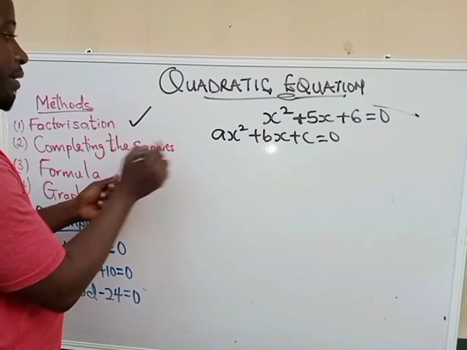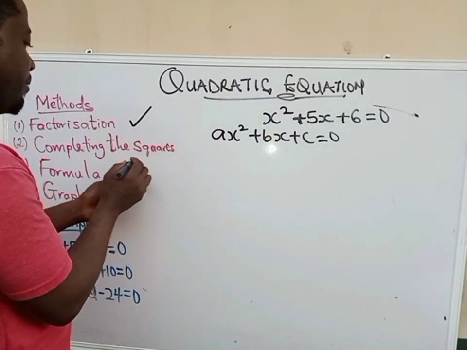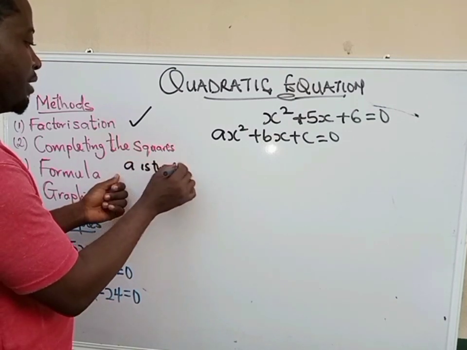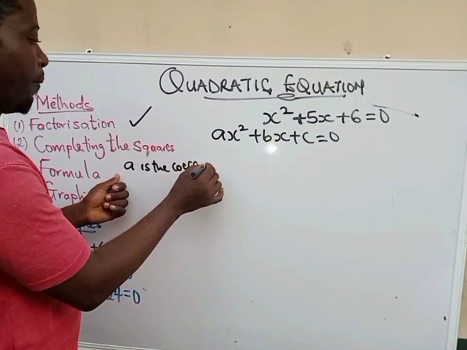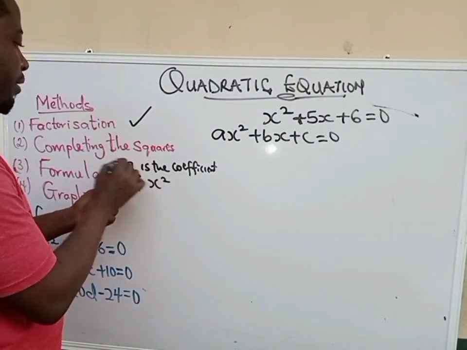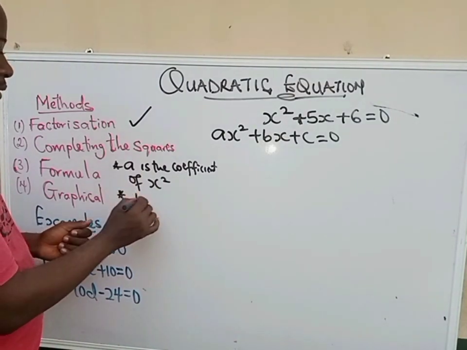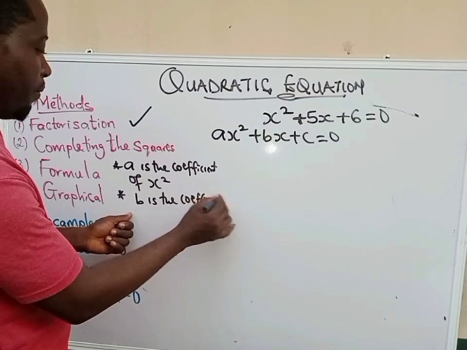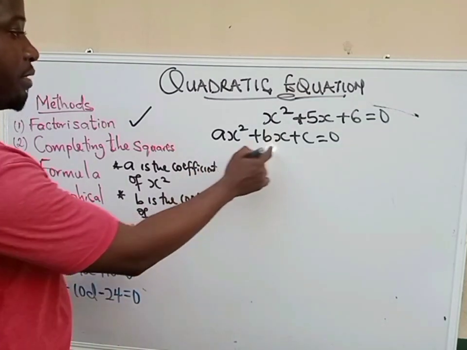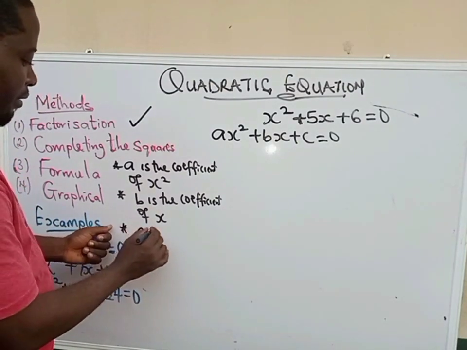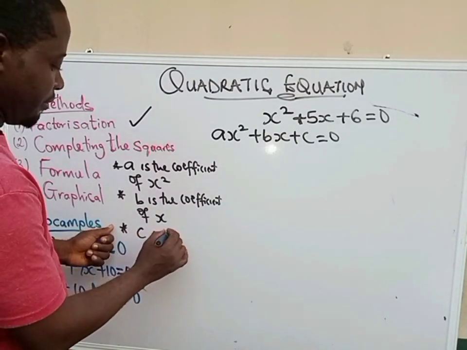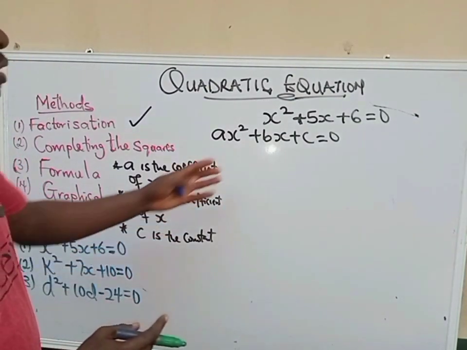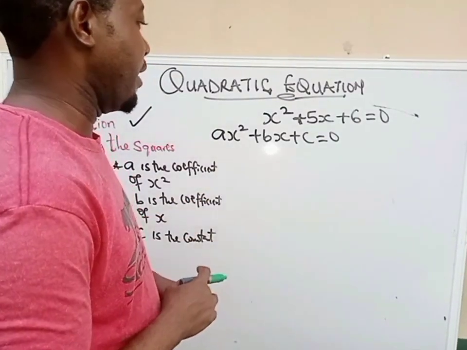where a simply means the coefficient of x squared, b is the coefficient of x, and c is the constant. Now these are the necessary things we need to know in our general quadratic form.